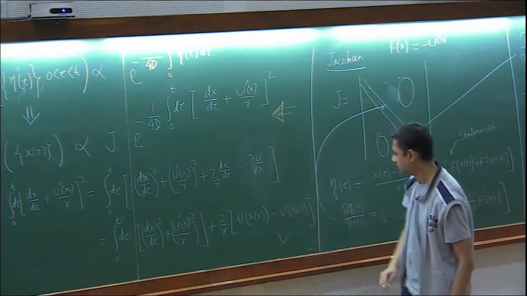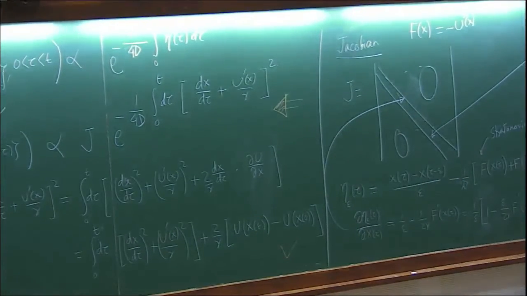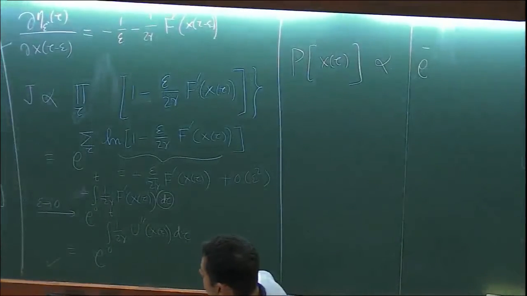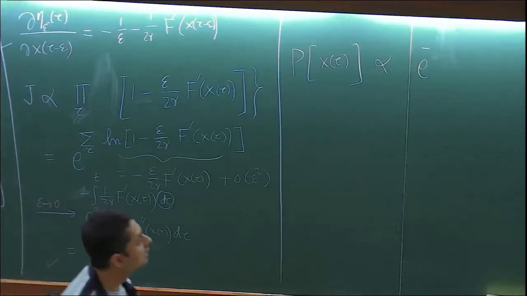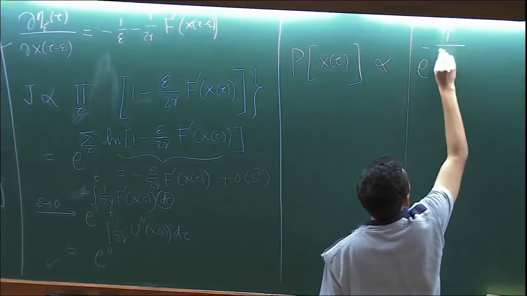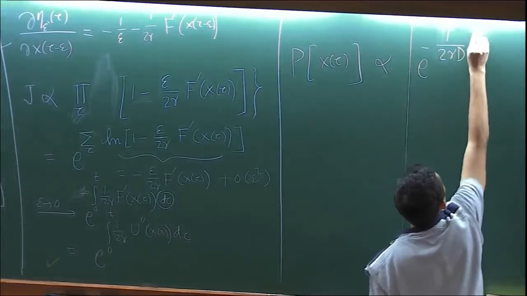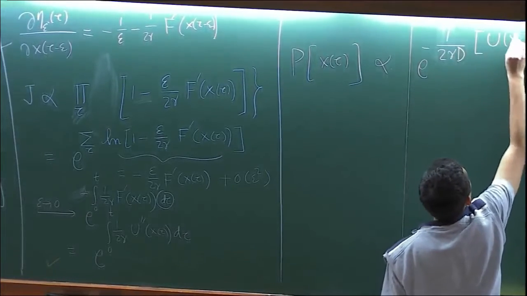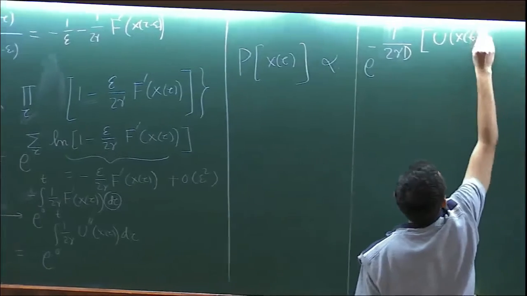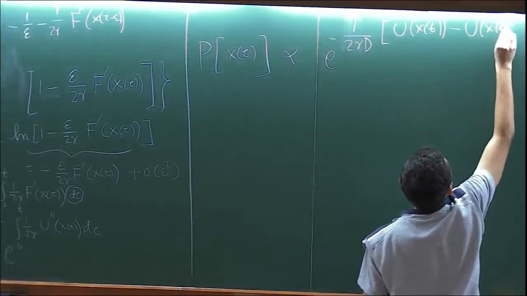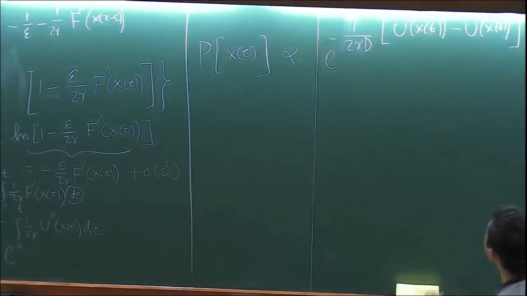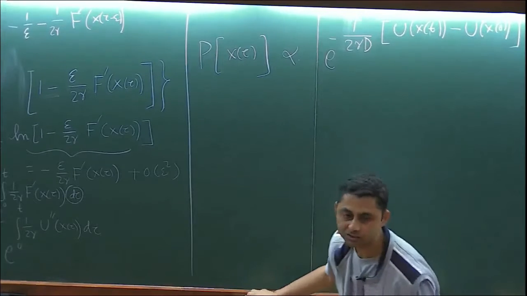So let's write the boundary term first. What is the boundary term? There is a 1 over 4d, and then this is 2 by gamma. So 1 over 2 gamma d, u of xt minus u of x0. Okay, is that term familiar?